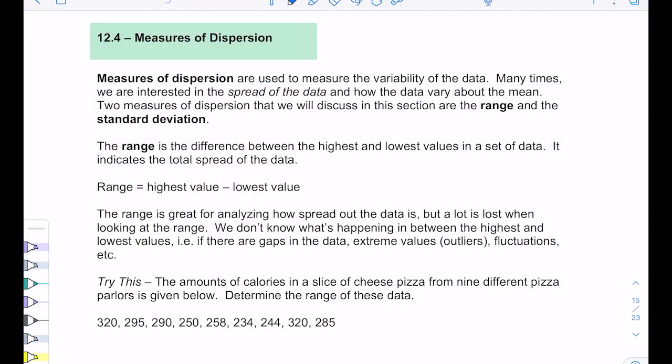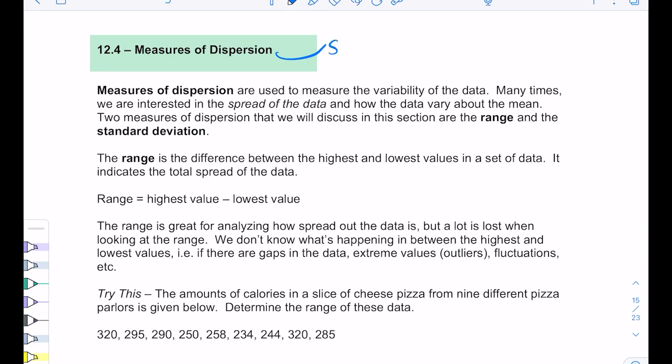Welcome back. Today we're going to talk about Chapter 12, Section 4, which is measures of dispersion. Dispersion refers to spread, so how spread out our data is. It's used to measure the variability of the data. So variability, think of variables. It's how the data is changing.